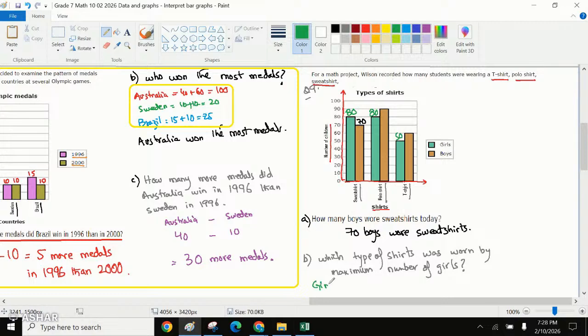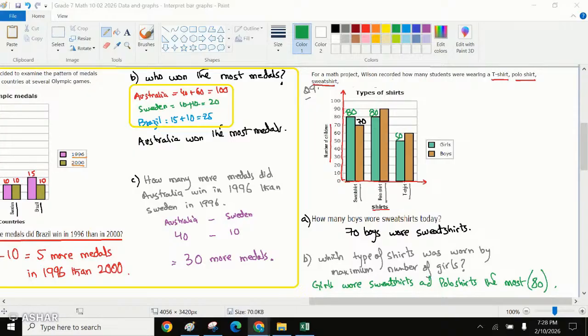Girls wore sweatshirts and polo shirts, right? The most, because they both are 80. They both have the same value, right? We are just creating a question. It could have been the least. So the least would have been a t-shirt, right?